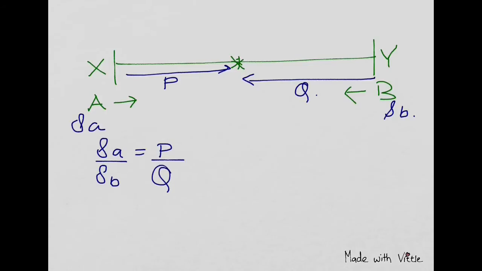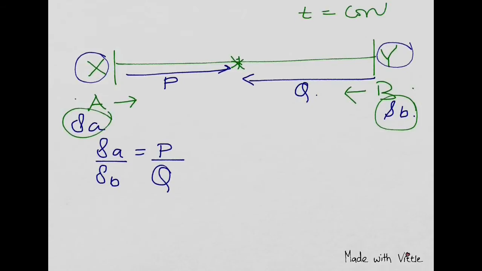Now all I have done is, this is point X, this is point Y. So I have placed A here and placed B here. So they are traveling towards each other with certain speed. So let SA be their speed and SB be their other speed. So when they travel towards each other, the time is constant. You must have read this till now.